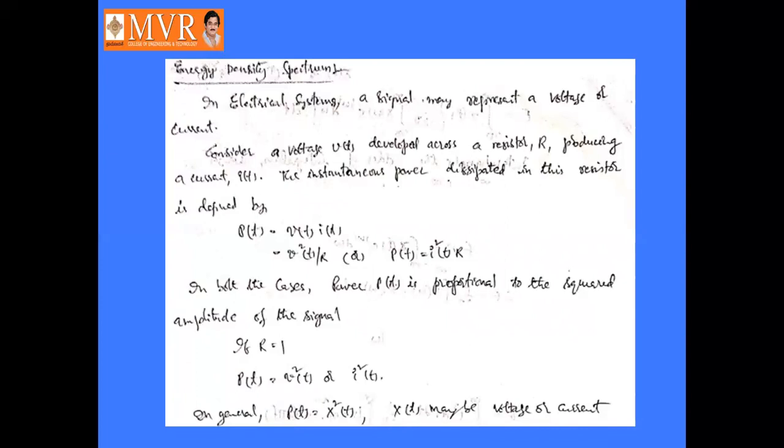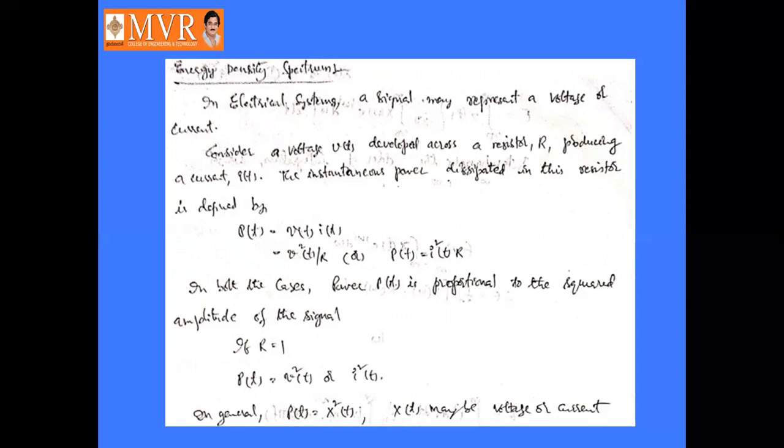Next, we will see the energy density spectrum. Suppose you take any electrical system, a signal may represent either voltage or current, right? So consider a voltage V of t developed across a resistor, producing a current I of t. The instantaneous power dissipated in this resistor is defined by P of t equal to V of t into I of t. Or we can write this as V equal to IR, or I equal to V by R.